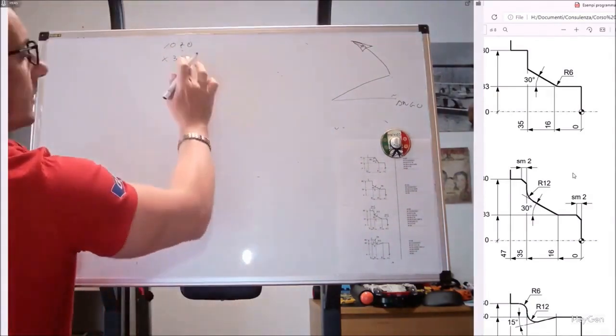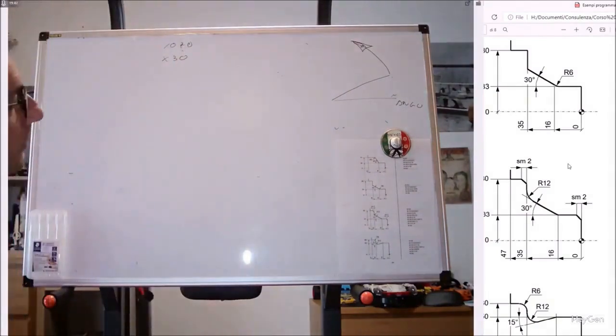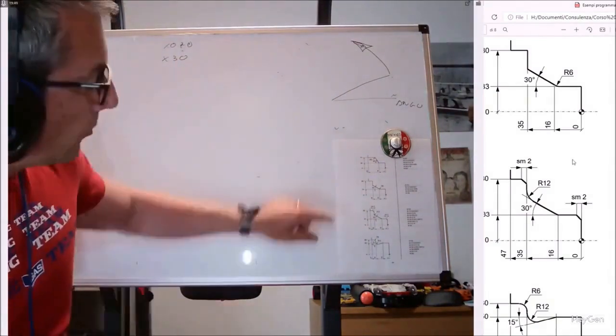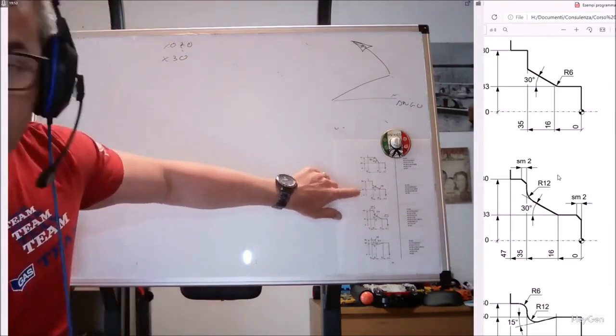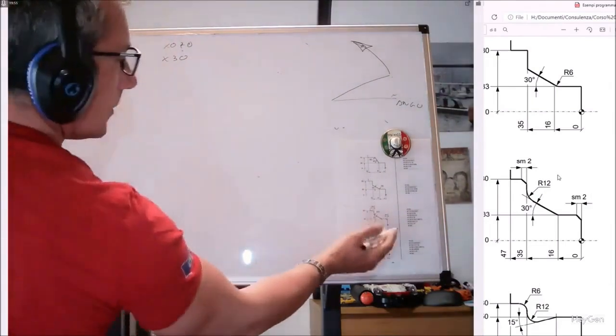X then 33, because we have already done this. I'm further ahead. I made a mistake. Ah, we're here. Sorry, give me. We are doing this, so 33.